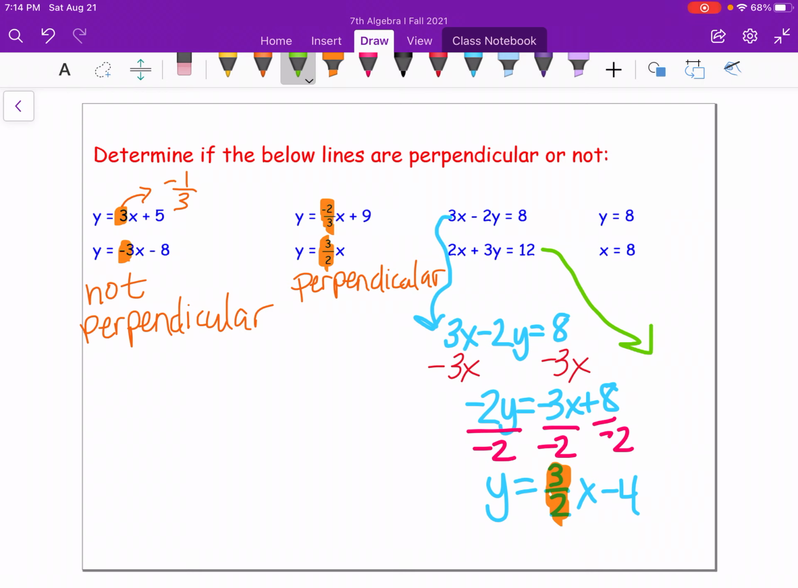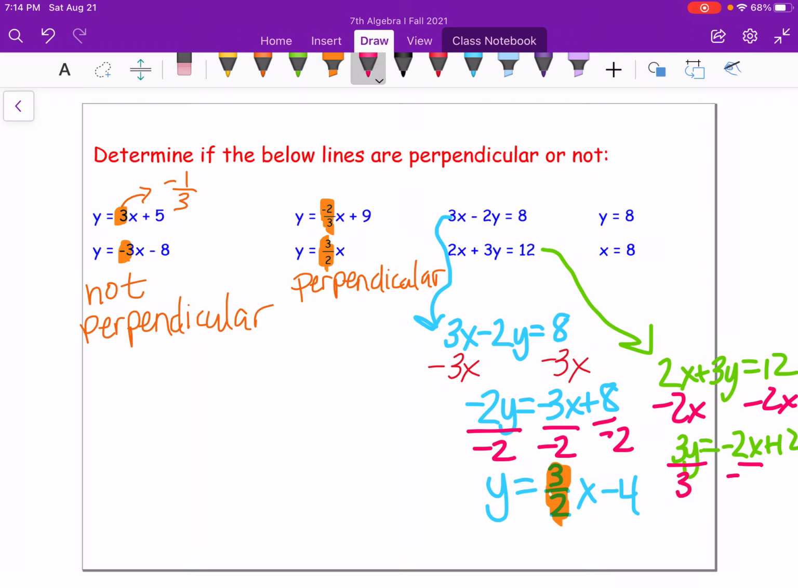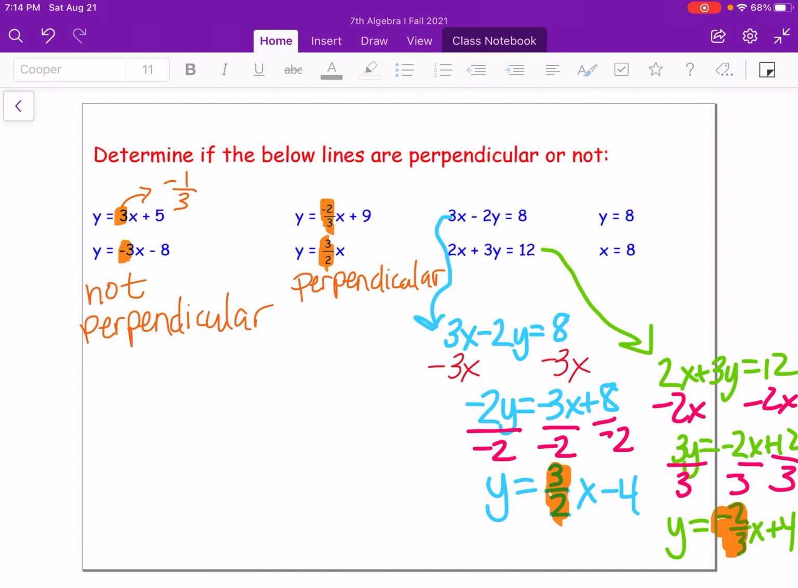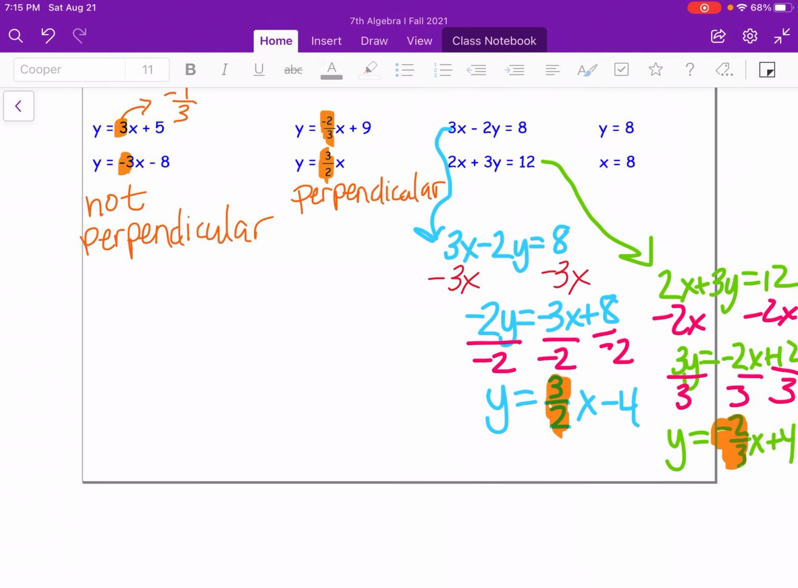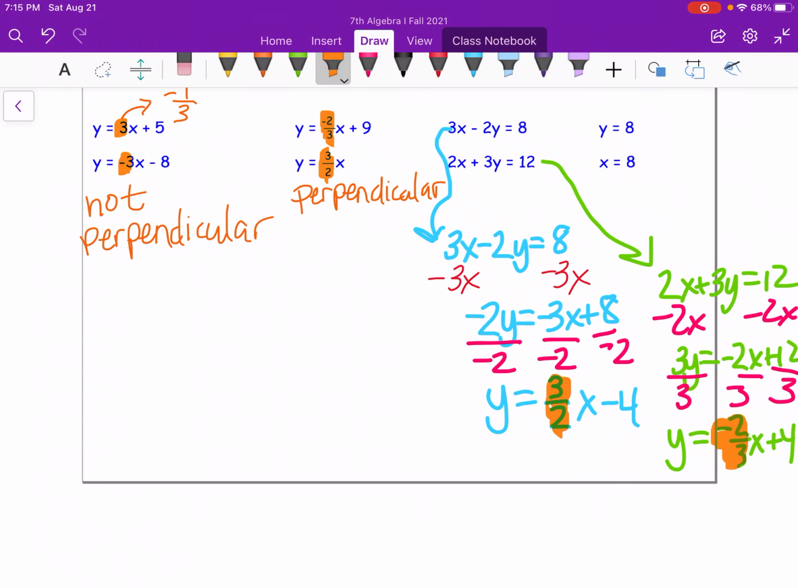Now I'm going to do the next one. 2x plus 3y equals 12. I'm solving for y, so I'm going to subtract 2x. So I have 3y equals -2x plus 12. And then I have to divide by 3. So I end up with y equals -2/3 x plus 4. So the slope there is -2/3. So one is positive and one is negative, and they are reciprocals. So 3 divided by 2, if you flip that, becomes 2/3. So these are parallel.